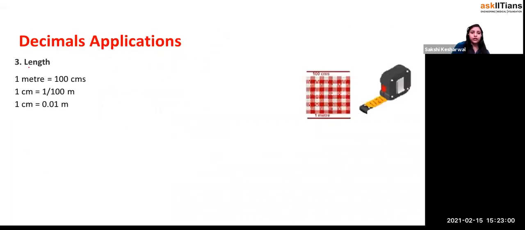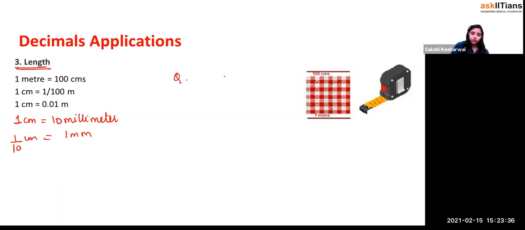Now coming to the application, that is length. It says that 1 meter is equal to 100 centimeters. 1 centimeter is equal to 1 by 100 meters. And we learned this also, that 1 centimeter is equal to 10 millimeters. There are many more conversions, but these are the basics for class 6 standard. So 1 millimeter is equal to 1 by 10 centimeters, or not?